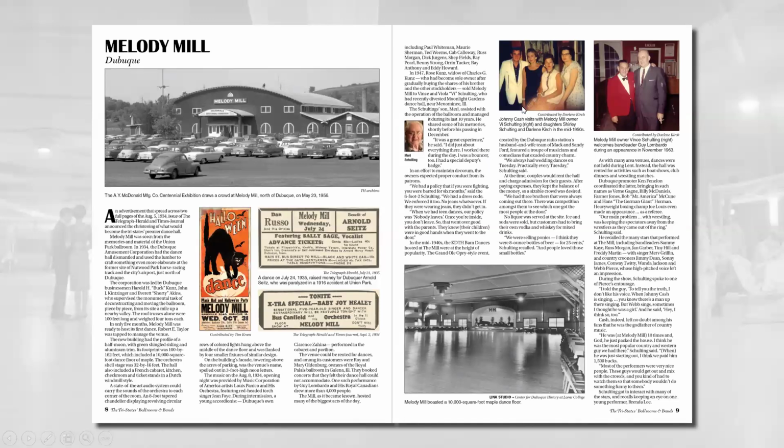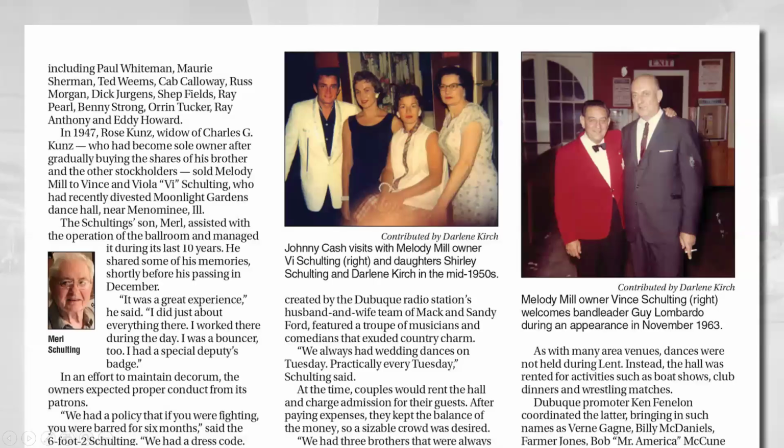And upper right here, you can see we've got photos of some of the performers, and I'll zoom in on those. Here in the left photo, I guess before he became the man in black, he was the man in white. That's Johnny Cash with his white sport coat with the silver trim. And he is with Vi Schulting, the owner, and her 2 daughters. At right, we have owner Vince Schulting with Guy Lombardo.